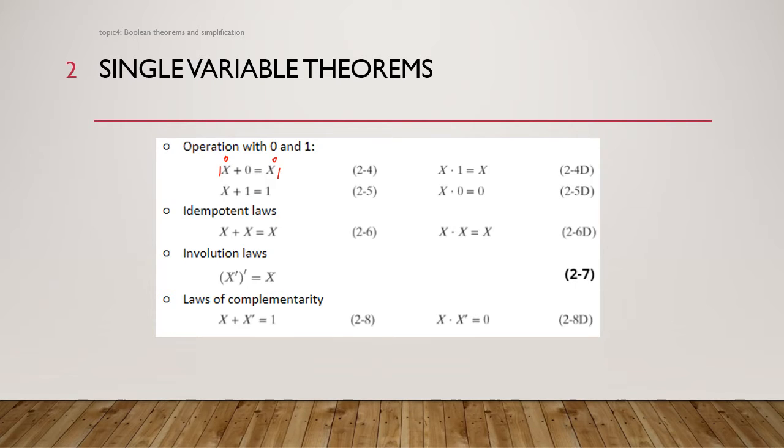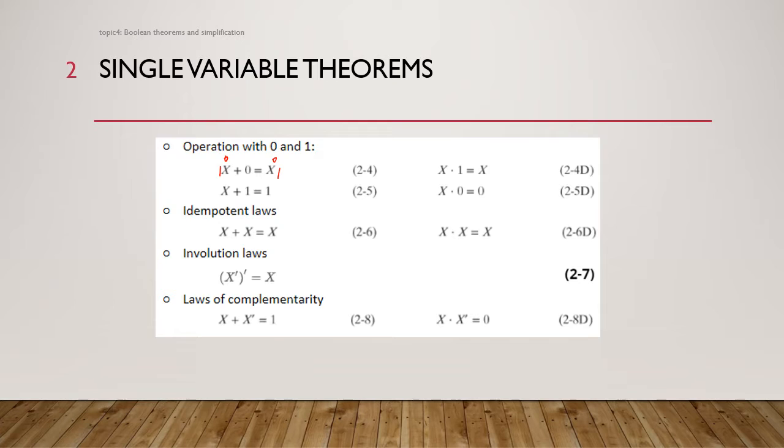Because we know that for the OR function, if one input is 1, the output should be 1. Okay. Similarly, for the AND function, a variable AND 1 always equals itself. A variable AND 0 is always 0.